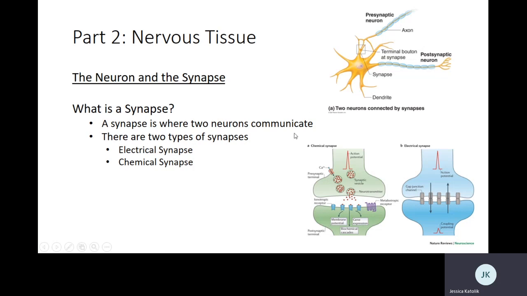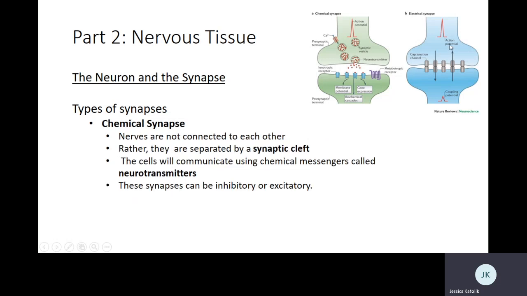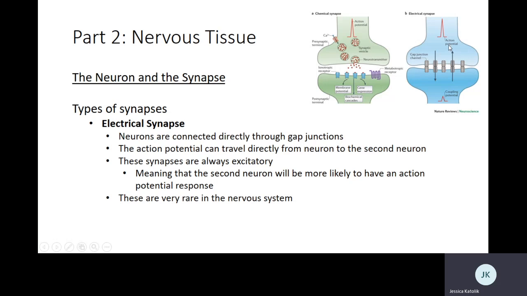There can actually be two different types of synapses, an electrical synapse and a chemical synapse. So let's talk about these synapses and compare and contrast them. Electrical synapses are really interesting because the two neurons are directly communicating with each other using gap junctions. So they are connected to each other using these specialized protein structures that form tunnels between the two cells.